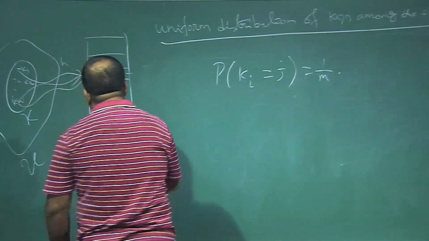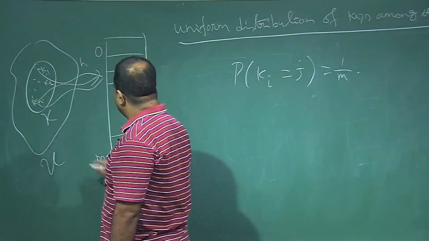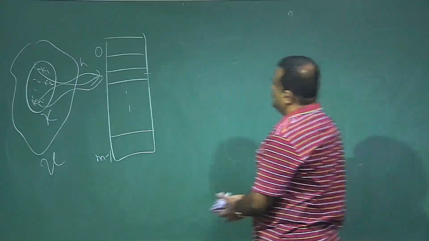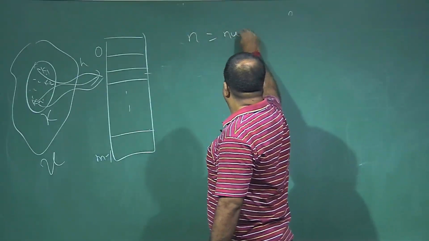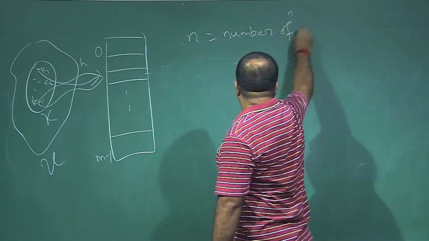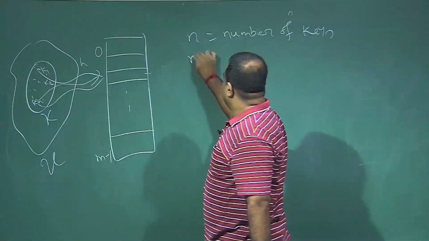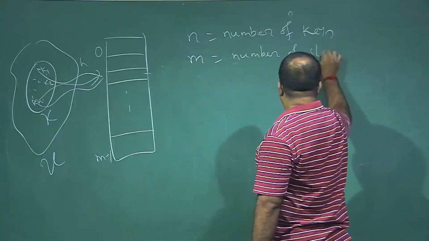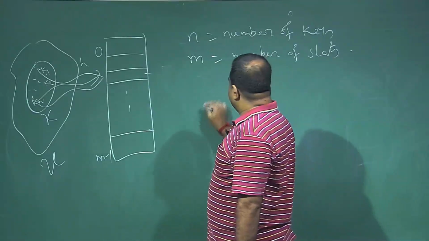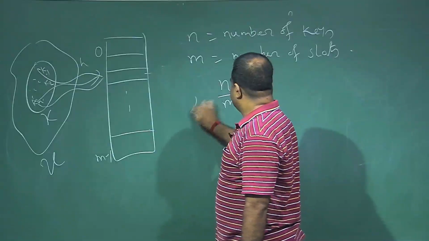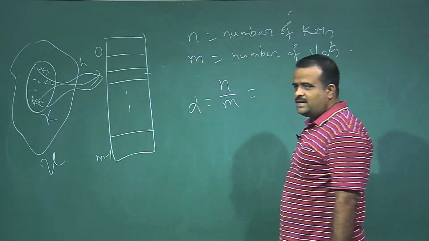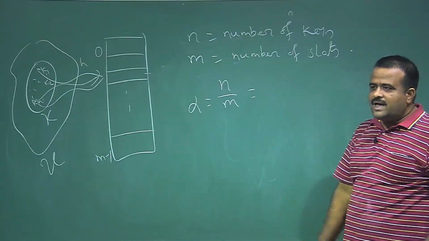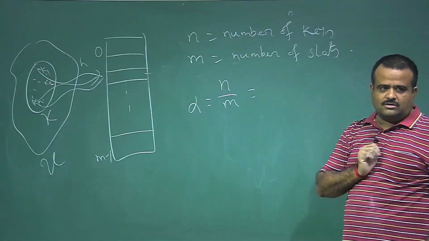So, in that case, if there are m slots, 0 to m minus 1, and n is the number of keys at some point of time and m is the number of slots, then we define n by m, which is alpha. So, we have n keys, we have m slots. So, n by m is the expected number of keys in each slot.